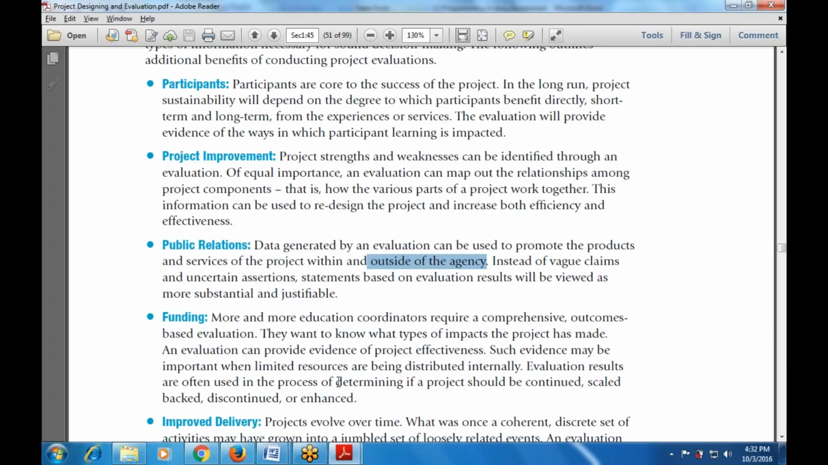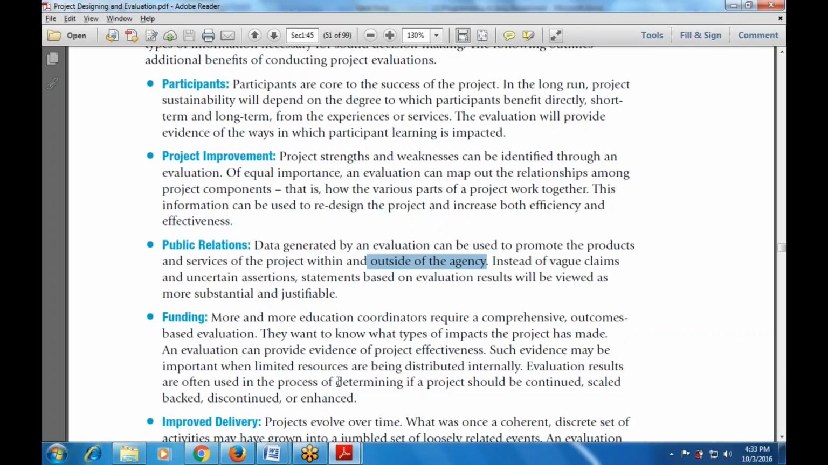Then the next one is the funding. More and more education coordinators require a comprehensive outcome-based evaluation, and they want to know what type of impact the project has made. Evaluation can also provide evidence of the project's effectiveness. That is, what is the project effectiveness, why it is developed, what is the main benefit of the project evaluation. Such evidence can be very important when limited resources are distributed internally.